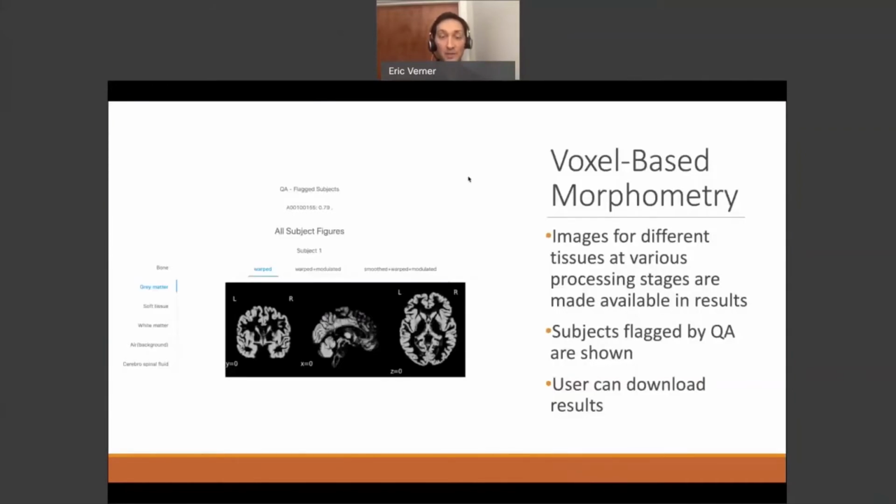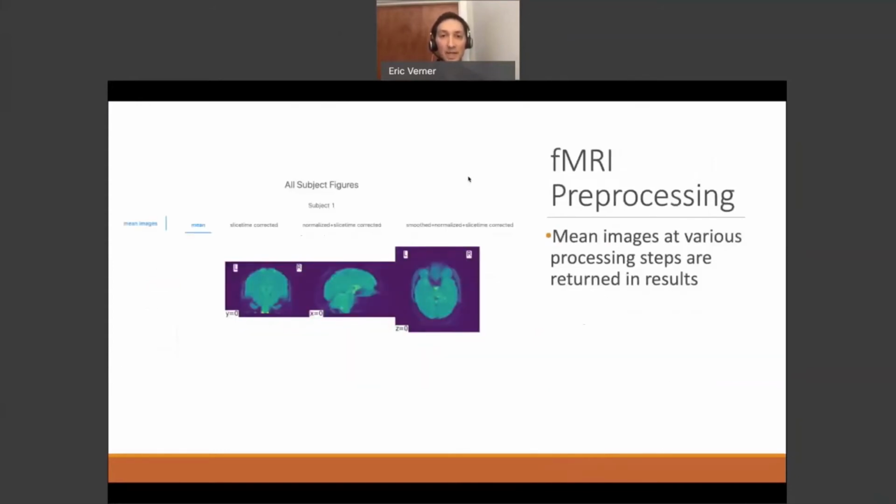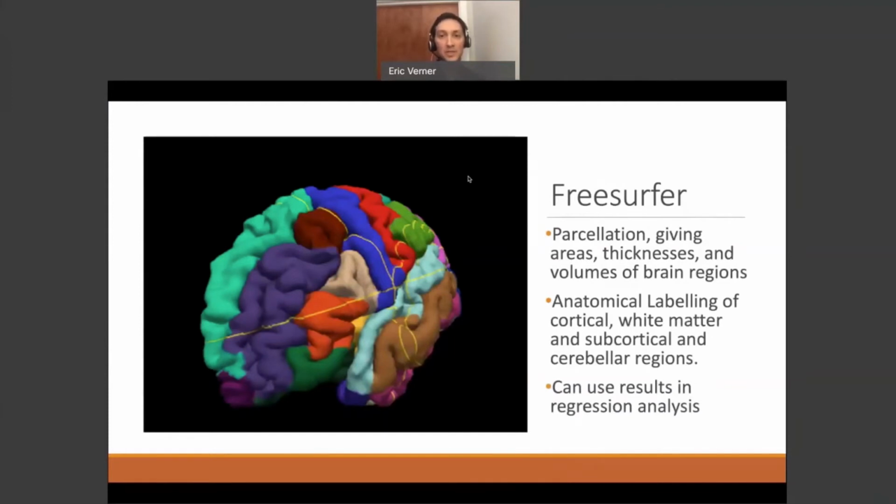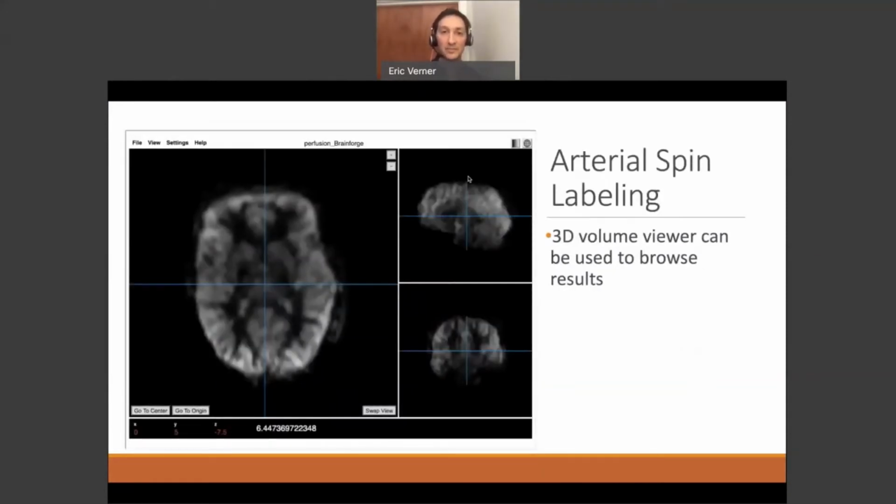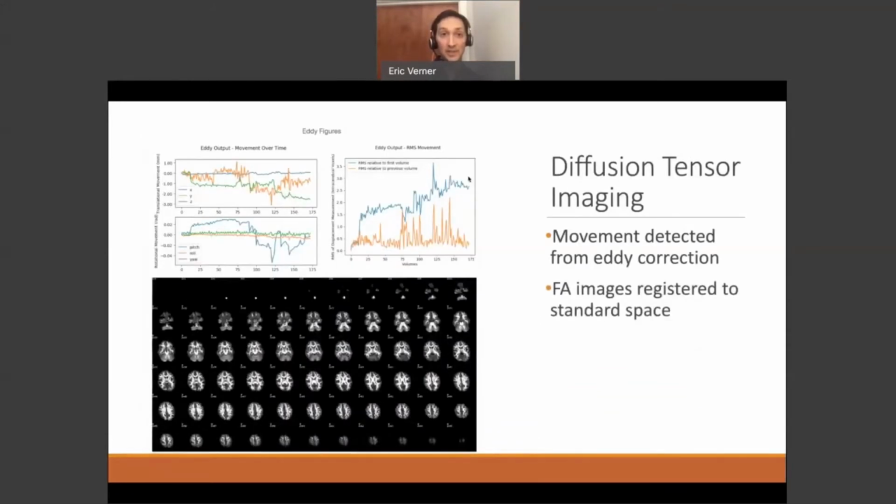Here's an overview of voxel-based morphometry. You can see the images at different steps of processing and in different tissue types. Here's fMRI pre-processing. You can see the mean image at various stages of pre-processing. We also do Freesurfer, which does a parcellation of the brain and can do a regression analysis across many subjects after the initial pre-processing is done. Here's arterial spin labeling, which also shows you a 3D view of the processing results. And here's diffusion tensor imaging, which shows you movement correction over time and the fractional anisotropy images registered to a standard space.